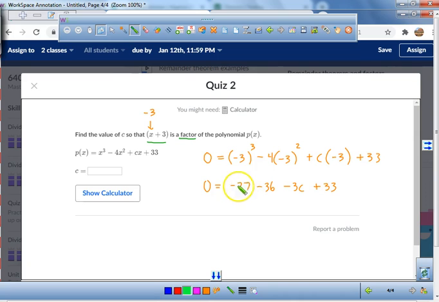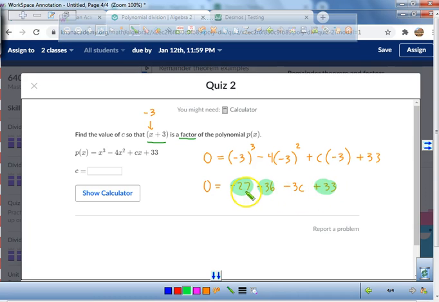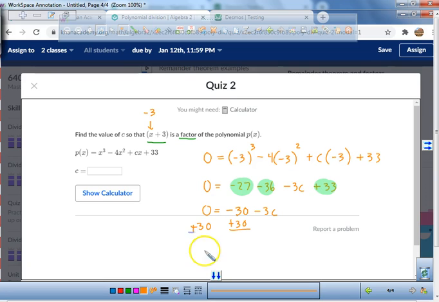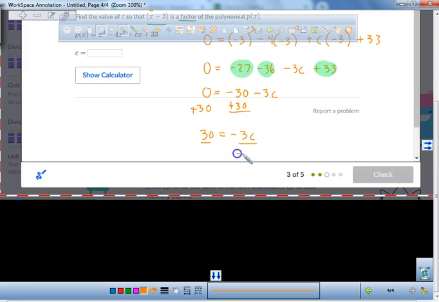Now, how do I combine like terms? You got to combine this term with this term and this term. So if I add these together, I get negative 3, and I have minus 27 more. So if you add all those together, you get negative 30. If you use a calculator, you're more than welcome to. Minus 3c. If I add 30 to both sides of the equal sign, I get 30 equals negative 3c. And then I divide both sides by negative 3. And c will equal negative 10.